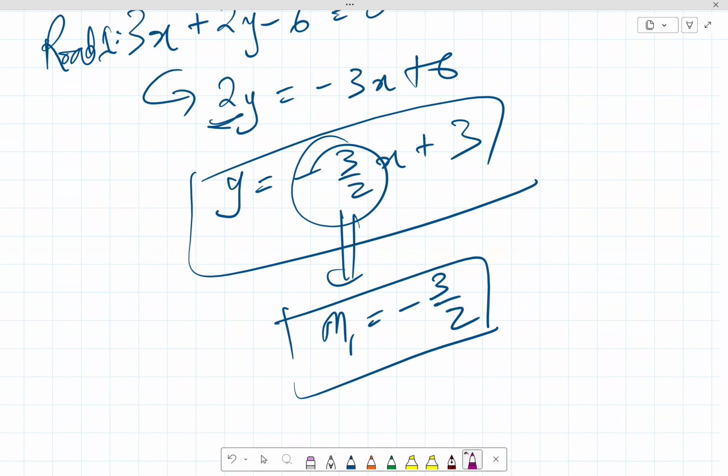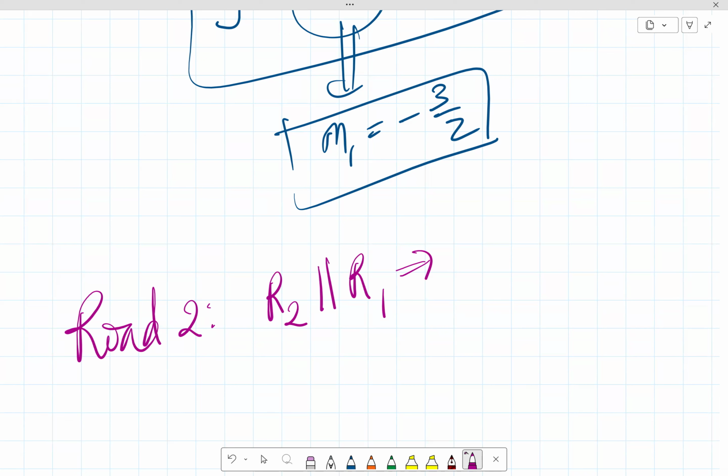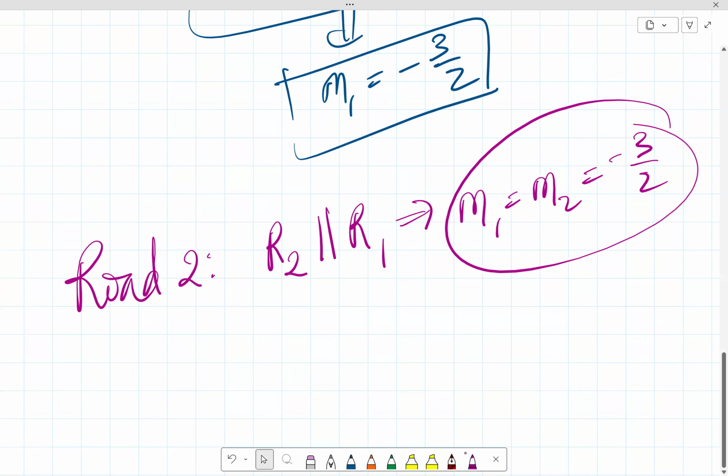So for road 2 now, what information do we have about road 2? For road 2, all we know is that road 2 is parallel to road 1. So that implies that m1 will be equal to m2, and that will be equal to -3/2, because they have the same slope, right? So this is really important. Then the second information we have is that road 2 passes through the point (2, -1).